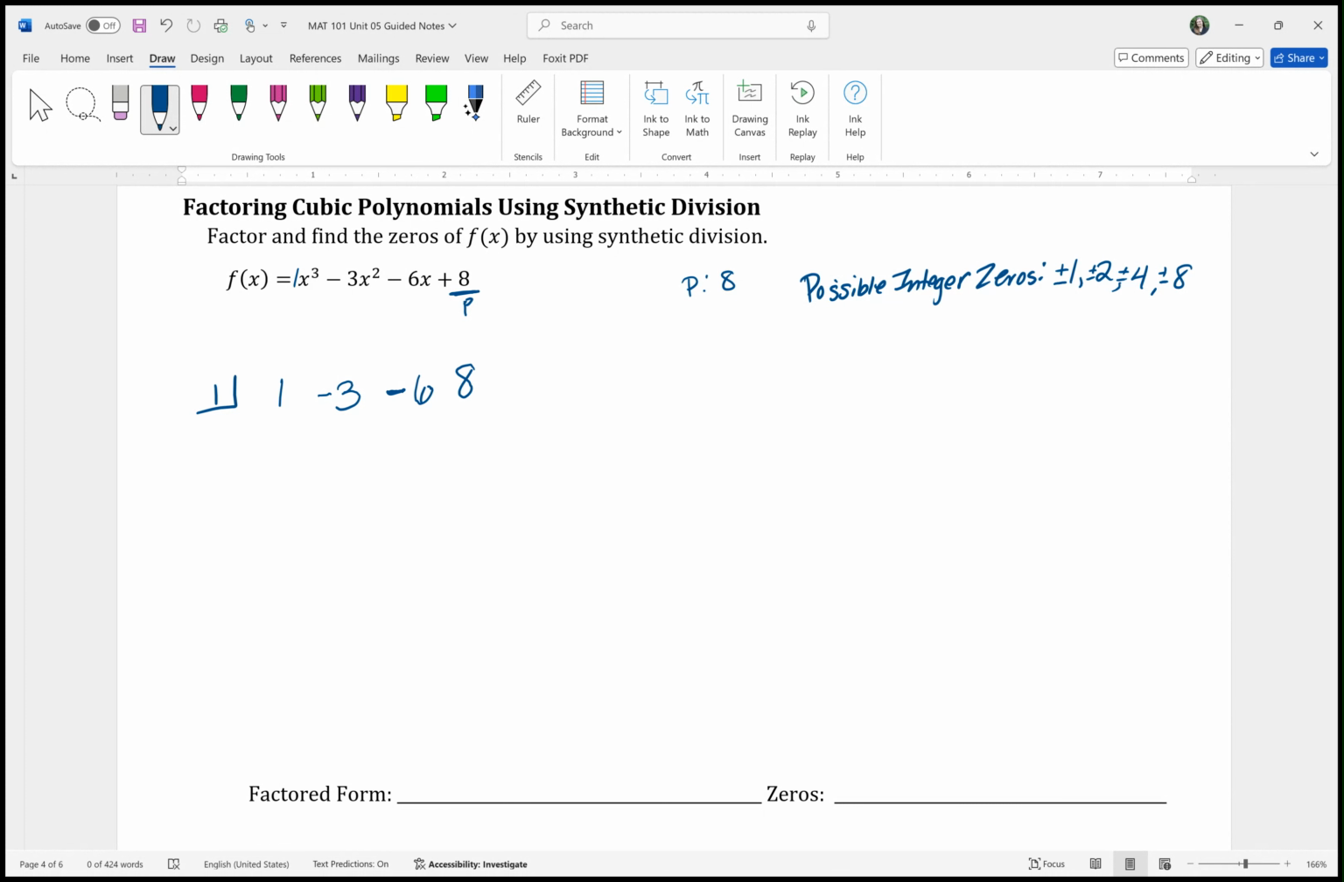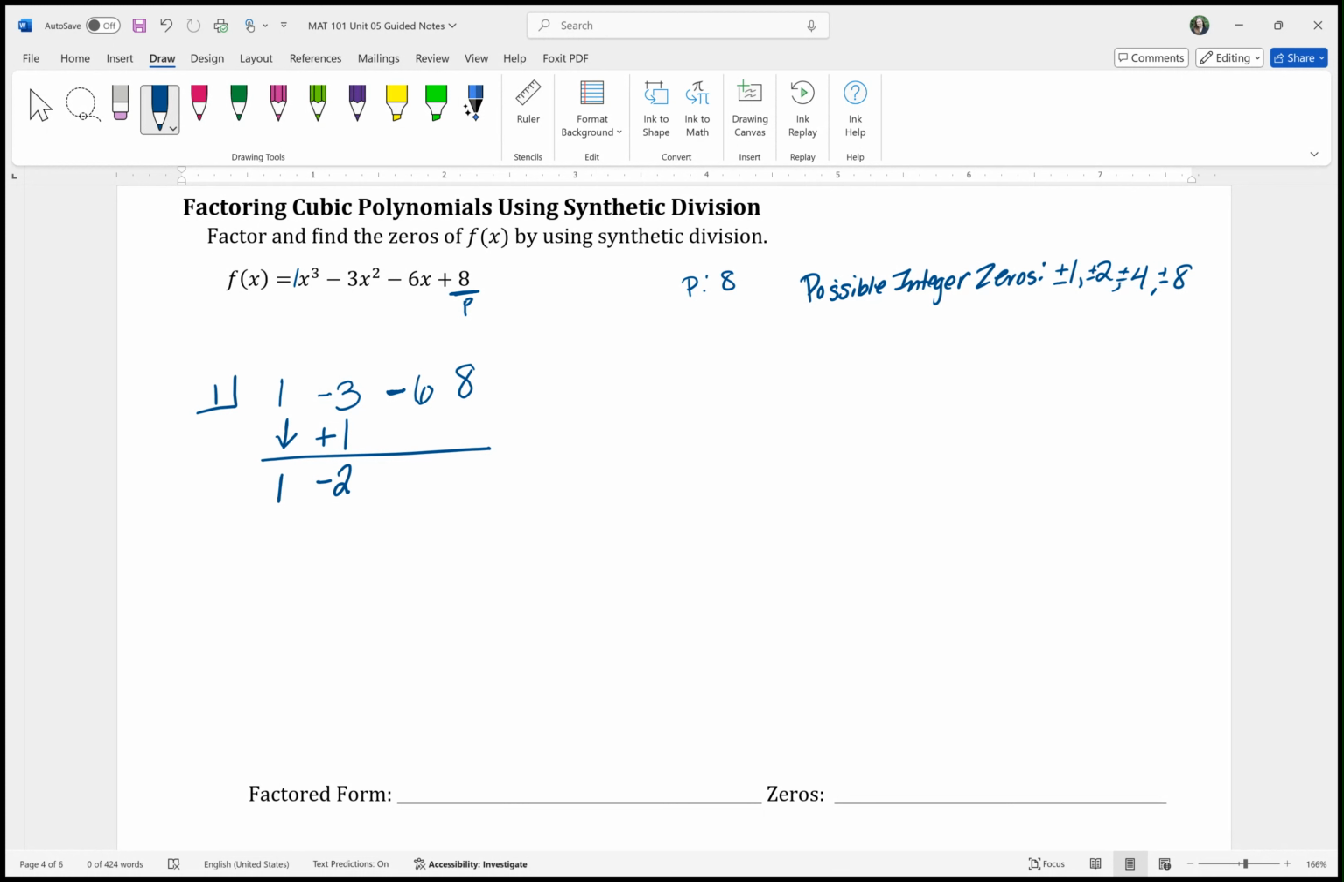And now we're doing synthetic division with this. So skip a line, draw a line, and bring down the first one. So that's going to be 1. And now do synthetic division. We're multiplying by the number in the box. 1 times 1 is 1. Next, add. -3 plus 1 is -2.